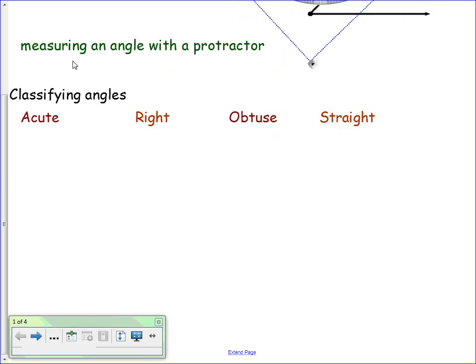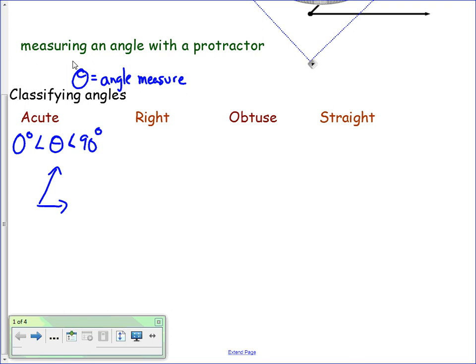Alright, when we classify angles, there are 4 types of angles. The first one is acute. Acute is when the angle is between 0 and 90 degrees. This little symbol here, theta, represents angle, or we say angle measure. Theta is a Greek letter used for angle measure. When it's between 0 and 90, we say the angle is acute.